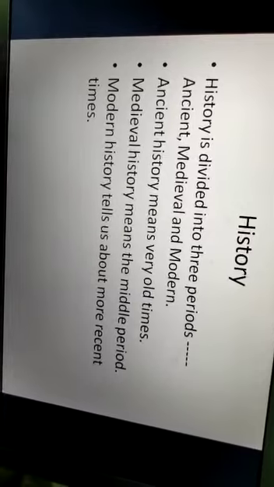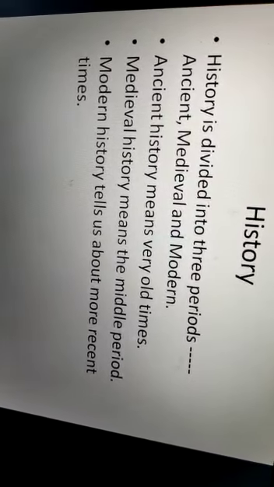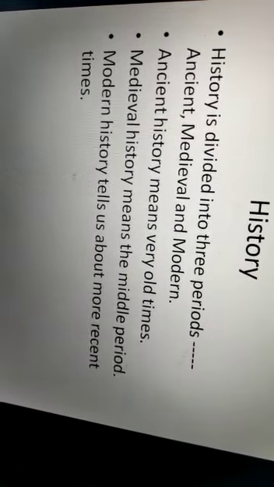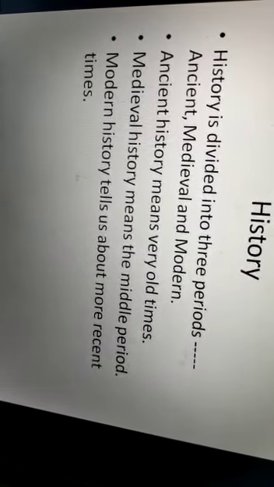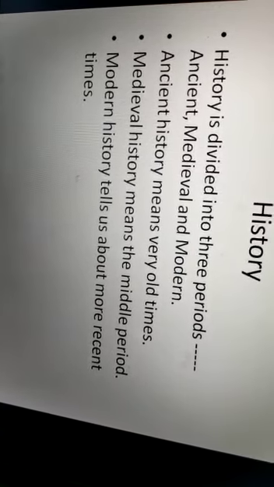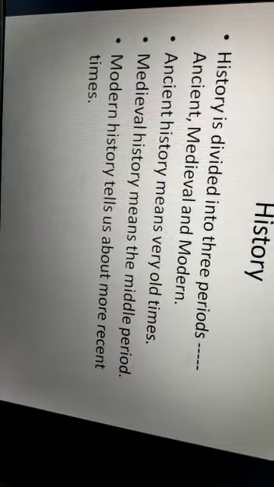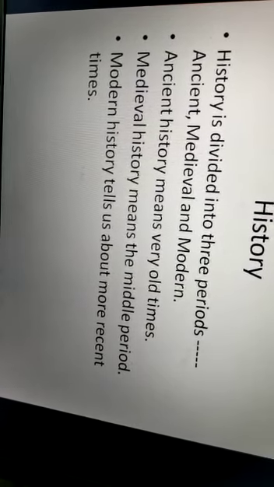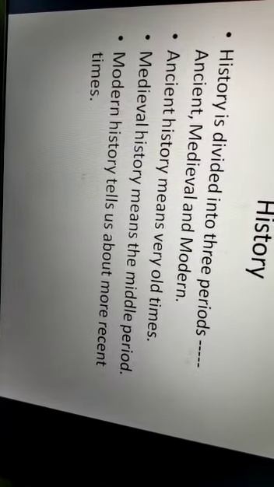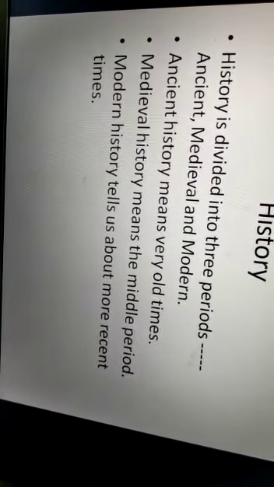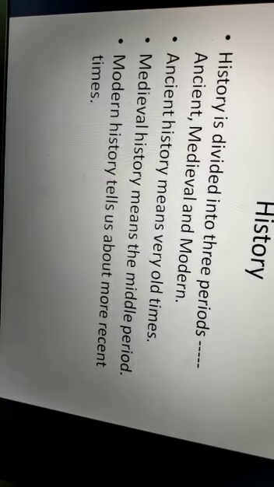Next, history is divided into three periods. What are the periods? The ancient period, the medieval period and the modern period. What is the ancient period? Ancient history means very old times. Medieval history means the middle period. And modern history tells us about more recent times.